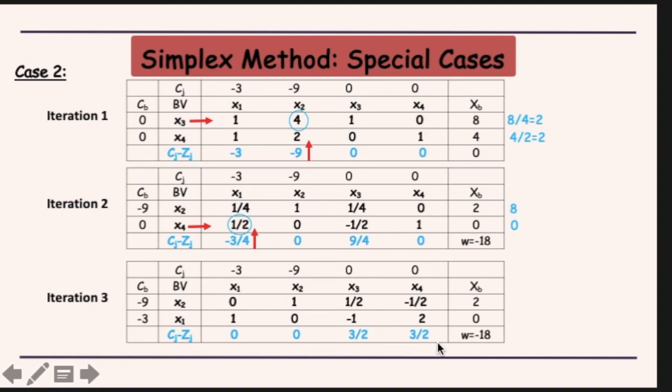And what is the solution we get? The solution we get is x1 is 0 and x2 is 2. So this is our optimal solution, and it is a degenerate solution which is indicated by this value 0 here, which is appearing for the basic variable x1.